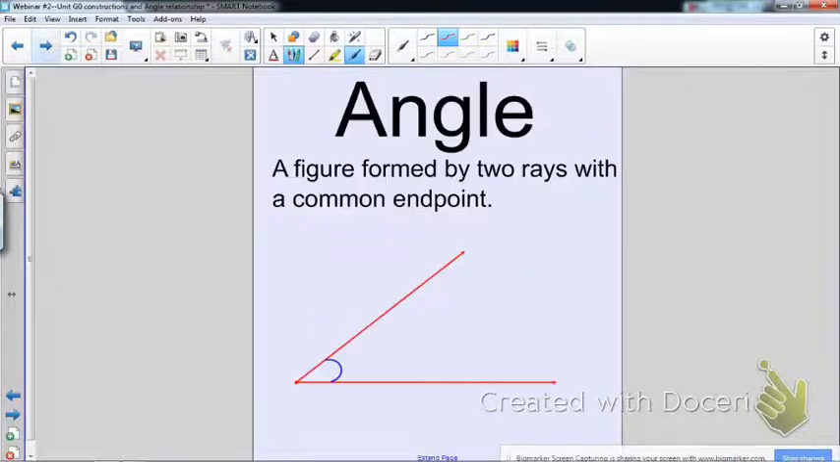Remember, an angle is basically a figure formed by two rays. Okay, remember what a ray is. It has a beginning and it has no ending, and the angle is always represented with this little mark here of half a circle, and it can be any degrees that you can think of.